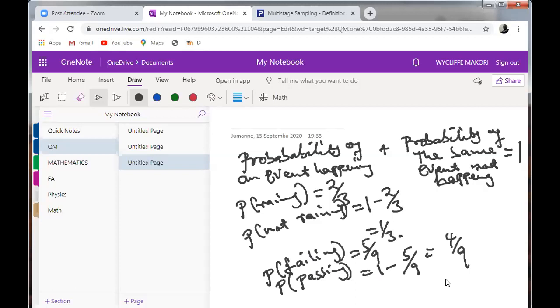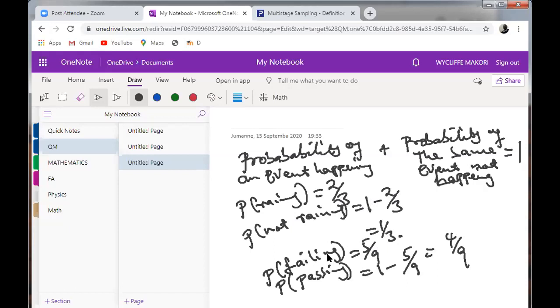The probability of an event happening plus the probability of the same event not happening must add up to one. So if you are given 2/3, then 2/3 plus the probability of not raining must give you one. That's why we are subtracting. Remember, if this is 2/3, then one is the same as 3/3. 3/3 - 2/3 gives you 1/3.